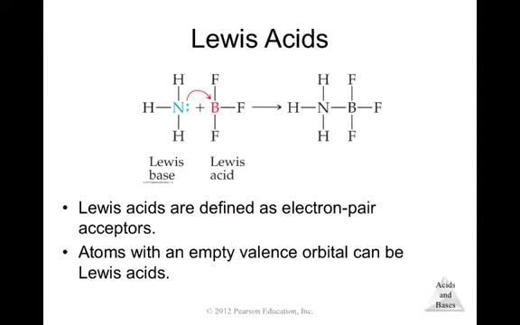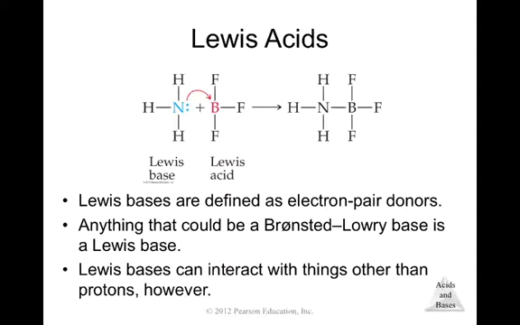Lewis acids, just like the Lewis structure, when you think of drawing your compounds, these are anything that can be electron pair acceptors. Lewis acids are electron pair acceptors. So something that has an empty valence orbital can be a Lewis acid, and then bases are things that can be electron pair donors. So anything that could be a Brønsted base is also going to be a Lewis base.